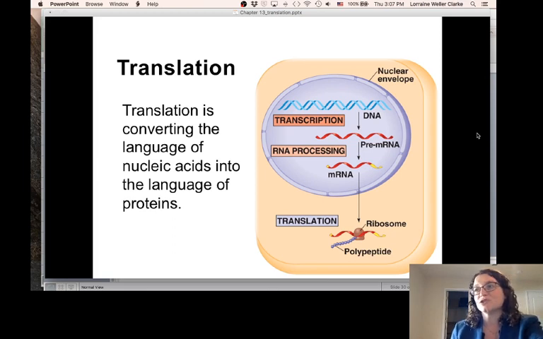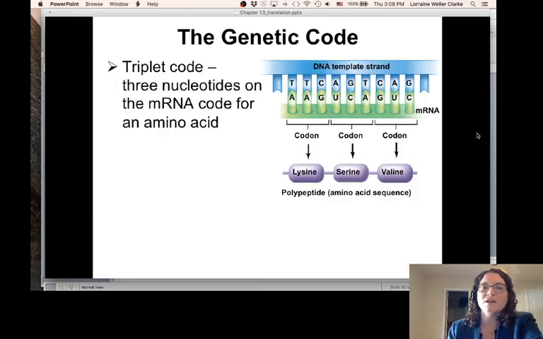You have the mature mRNA. Whatever mRNA is created, that mRNA is going to turn into a specific protein. So, converting the language of nucleic acids into the language of proteins. There's obviously this triplet code. I'm going to revisit that because we visited it before. Then I'll talk about the actual process of translation next Tuesday.